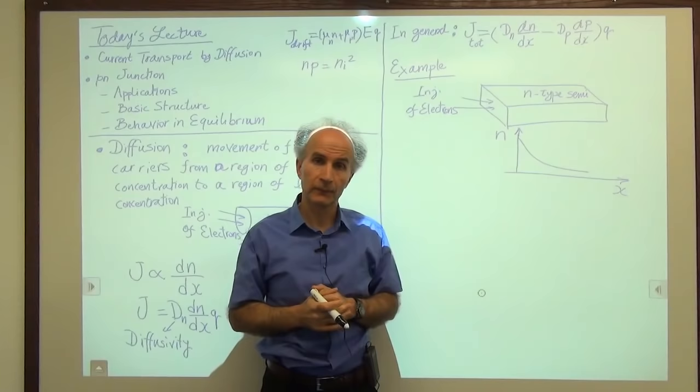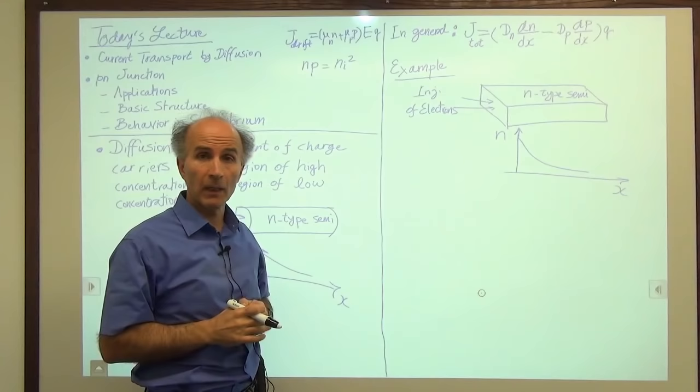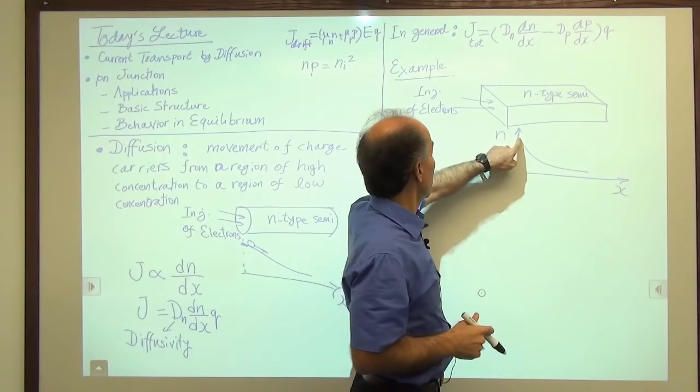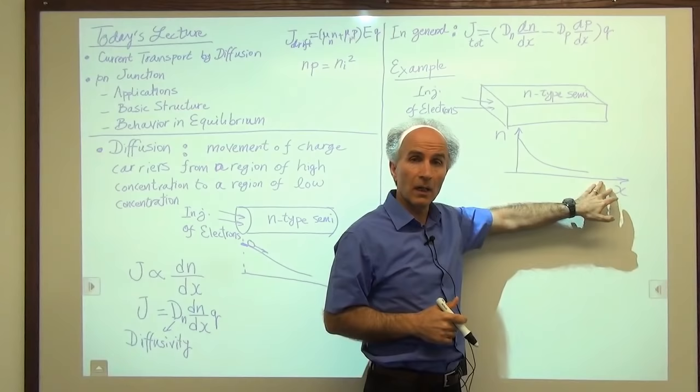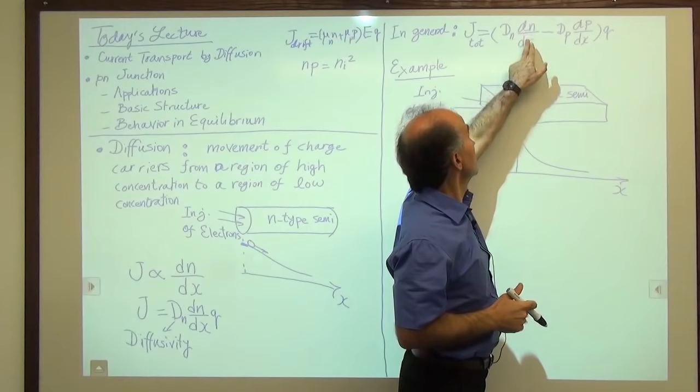All right, now what we would like to do is plot the diffusion current resulting from this concentration gradient. The concentration is not constant. Here we have the highest because we're injecting the electrons right here. And the concentration keeps going down in a nonlinear fashion. So what we would like to do is plot the resulting diffusion current. Okay, no problem. It's just this, D n times dn over dx.